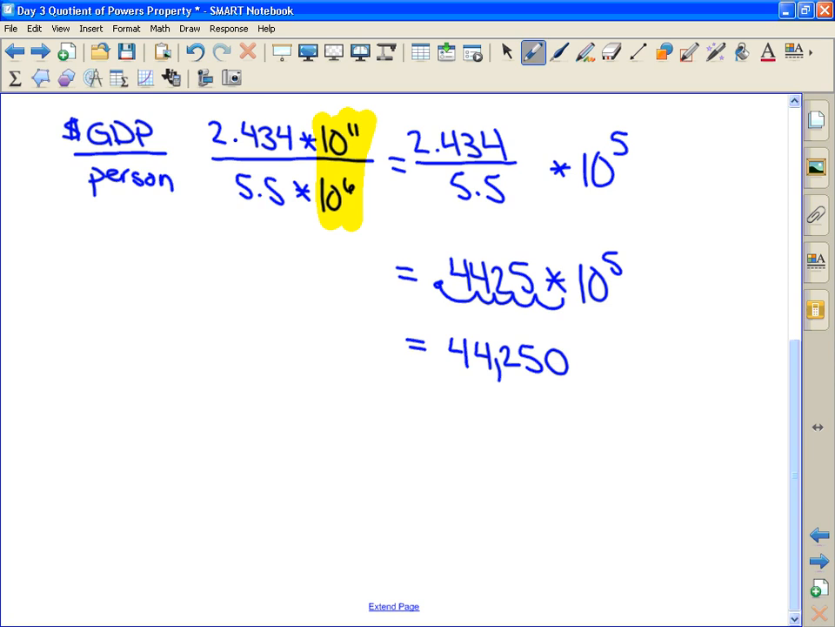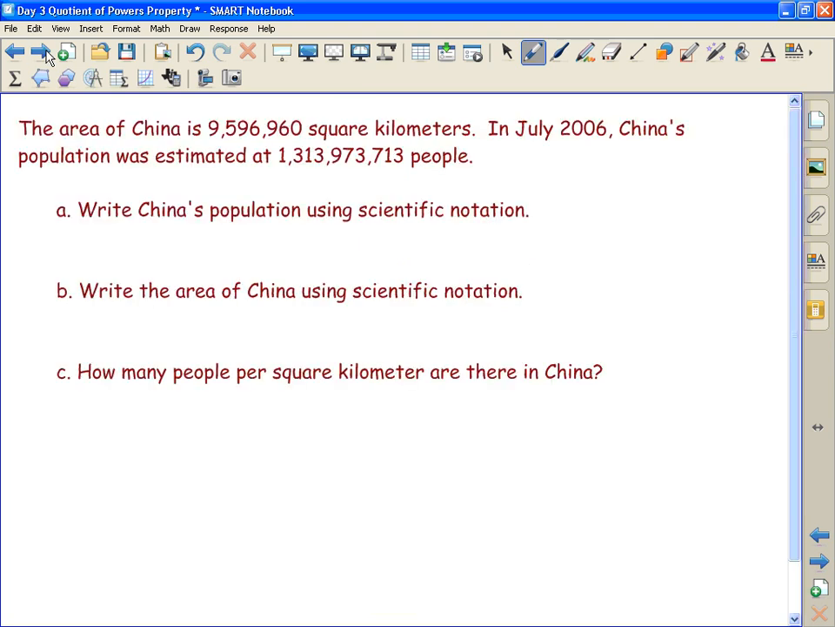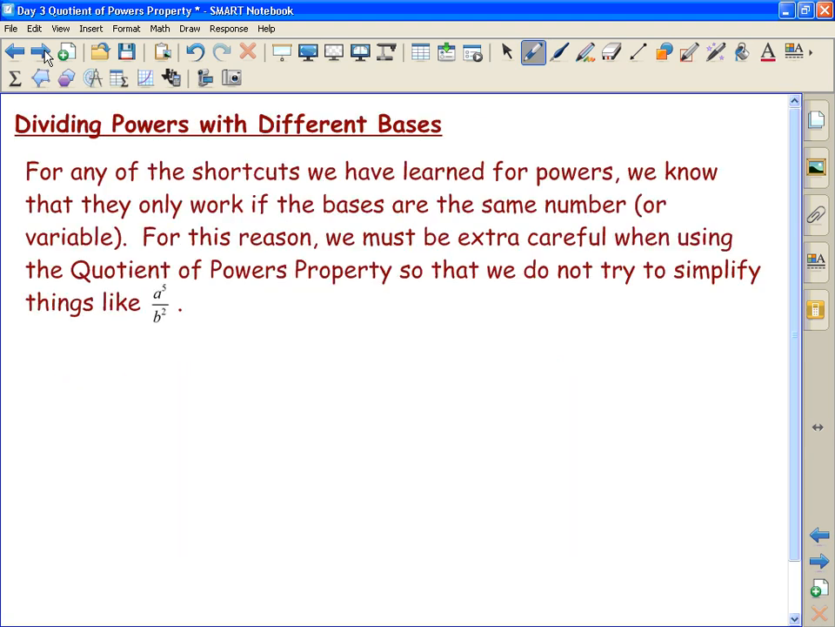And remember, it's always important in a word problem that you include a label. So remember, that was dollars per person. So in Denmark in 2006, GDP per capita was about $44,250 per person. If you'd like, you can try another problem like this. It might be a little bit easier because the numbers are already in expanded form, so writing them in scientific notation might be a little bit easier.